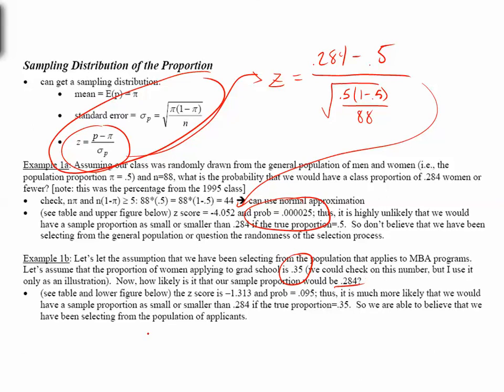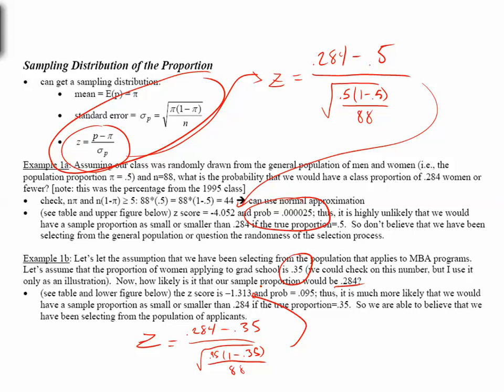So we can calculate the z-score like we did above, which would be 0.284 minus, this time, 0.35, divided by the standard error of the proportion, which once again is the square root of 0.35 times 1 minus 0.35, divided by our sample size of 88, and we get a z-score this time of negative 1.3.